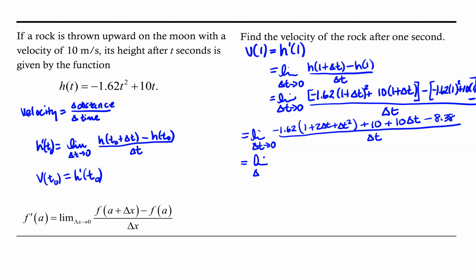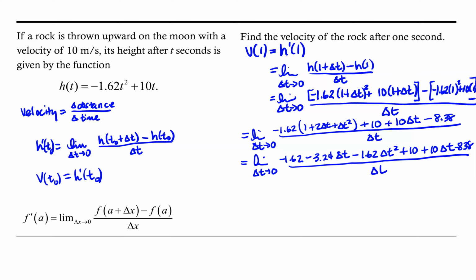Now we're going to distribute the negative 1.62. So we'll get the limit as delta t goes to 0. Negative 1.62, minus 3.24 delta t minus 1.62 delta t squared plus 10 delta t minus 8.38 all over delta t.